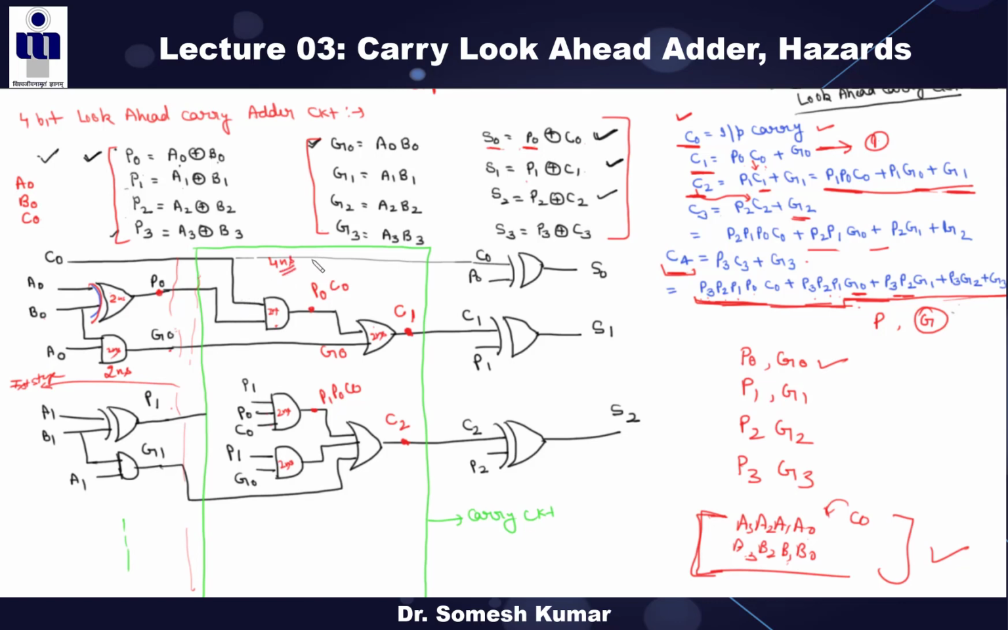This green stage will take 4 nanoseconds, 2 nanoseconds of this, and the next 2 nanoseconds. Now this final sum, you will get after how much time, if all these have 2 nanoseconds? So the overall delay, the total time, is 2 for this, 4 for this stage, and 2 for this stage.